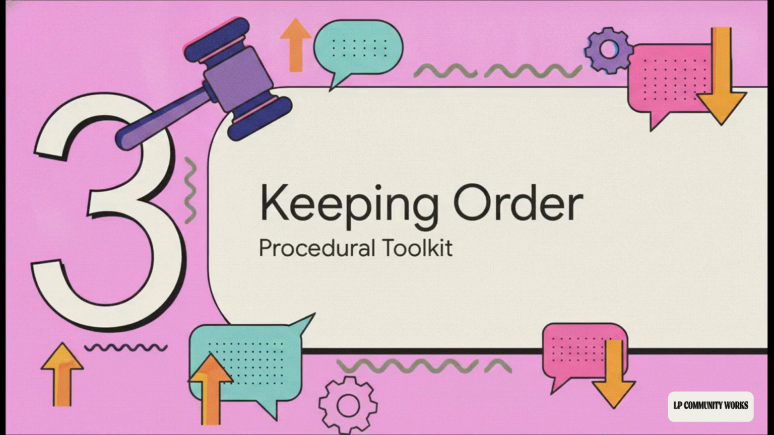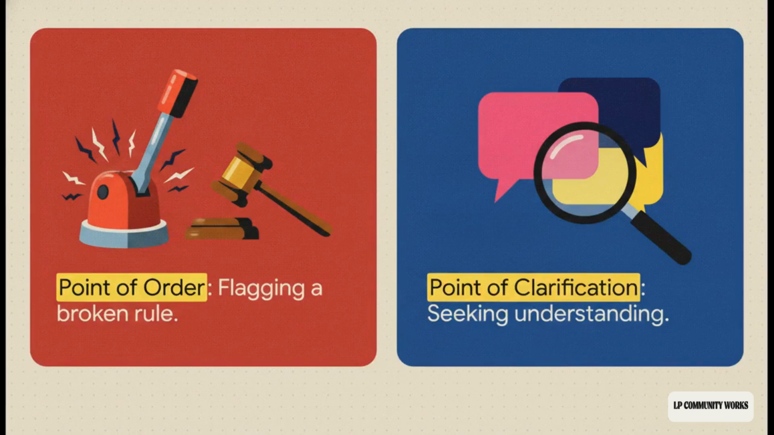Section 3, keeping order. Your procedural toolkit. And honestly, this is the core focus of today's explainer. We're going to define the key procedural terms used for maintaining order during meetings when things inevitably get a little messy. To actually maintain that order, you really need to know the difference between these 2 phrases. Point of order versus point of clarification. Knowing whether you're calling out a strict rule violation or just asking the room for some help is absolutely critical.